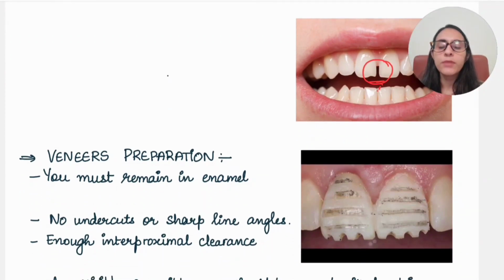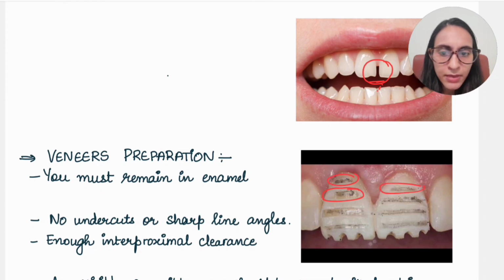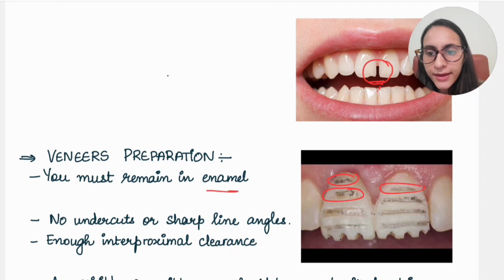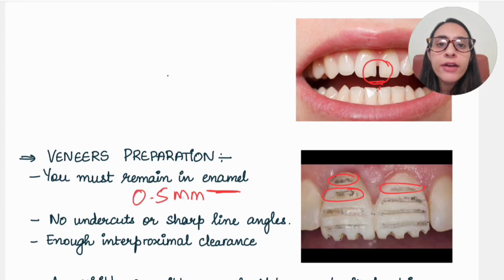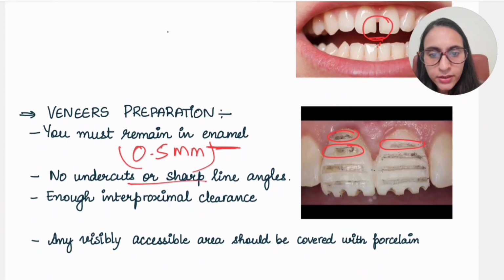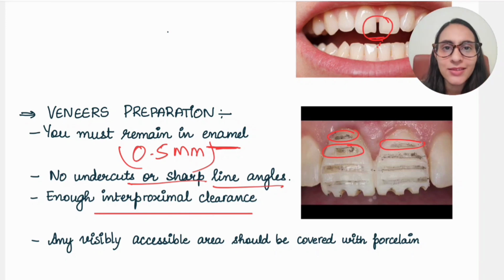Then how about the preparation? So we take a wheel burr and we make the indentation, we make the depth orientation grooves. Veneers should remain in the enamel only but provide enough thickness to the porcelain. So we make a preparation of 0.5 millimeters into the enamel. There should be no undercut, no sharp line angles, and there should be enough interproximal clearance to place a Mylar strip between the adjacent teeth during the bonding process.